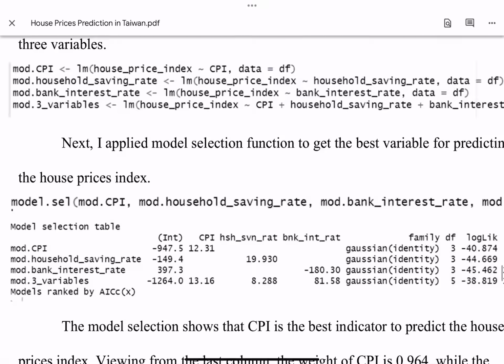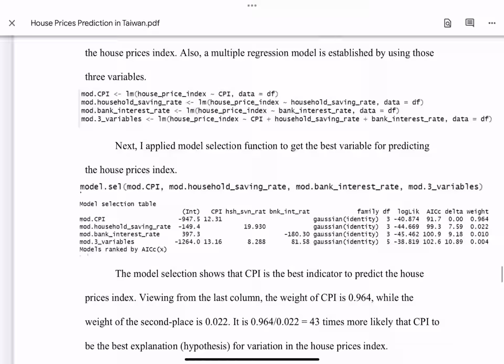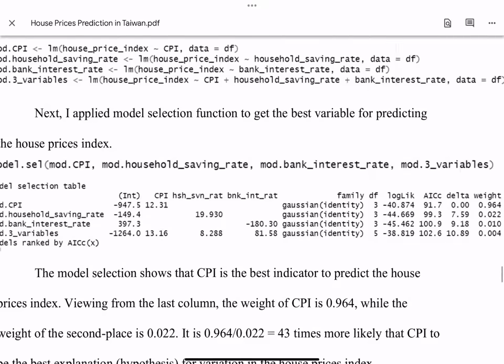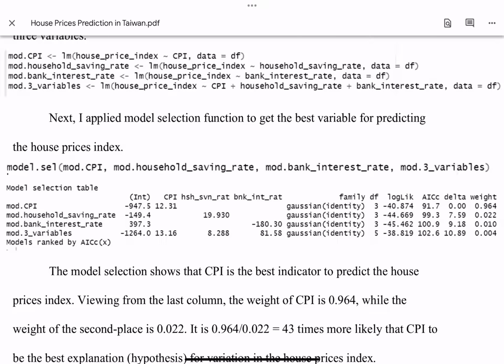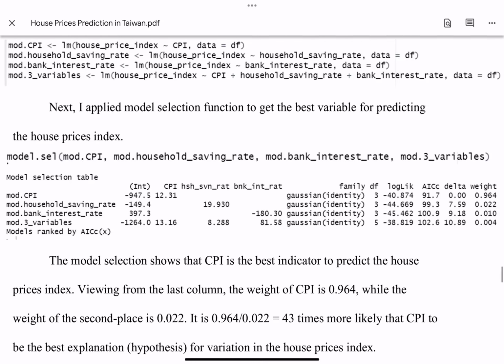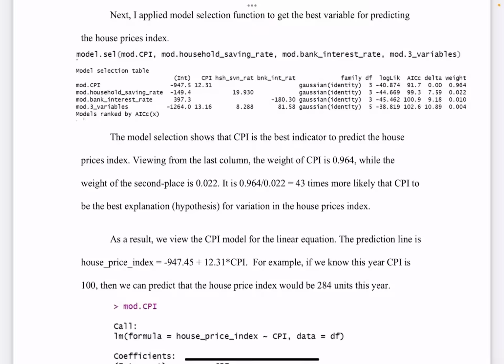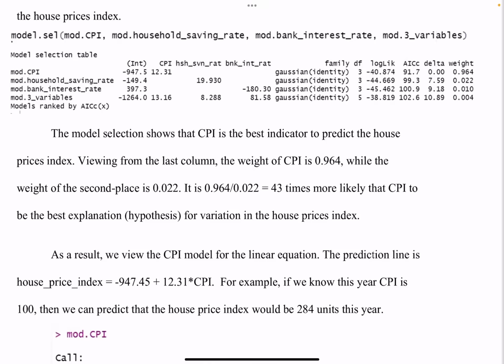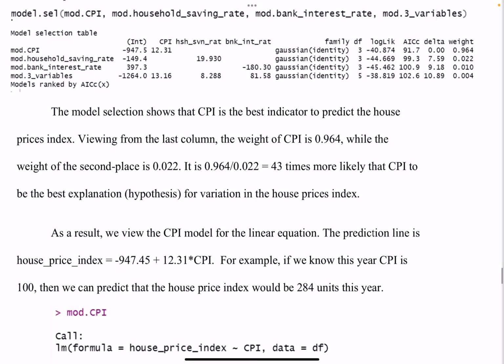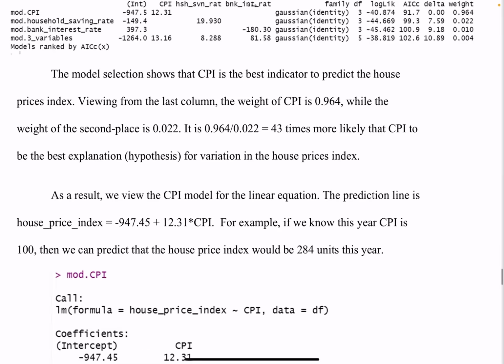So then I use model selection to pick the best one. And we can see the weight in the last column. Model CPI had a weight of 0.96. It means it is the best. It accounts for 96%. So we can say that model CPI is the best model. The CPI is the best one to predict the house prices.